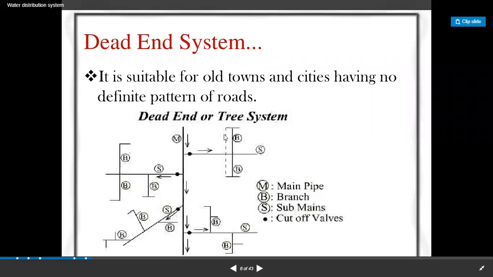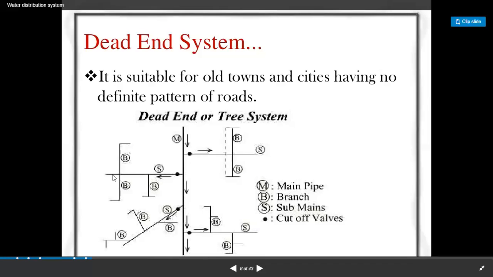Now see, in the dead end system, there is one main pipe of water distribution. Then to that one main pipe, branches are connected. See the cursor. It is the first branch, the second branch, the third branch, and the fourth branch. Then for those branches, sub mains are also provided. See, at this first branch, the first sub main is provided. Then see, it is the second branch, and a sub main is provided.